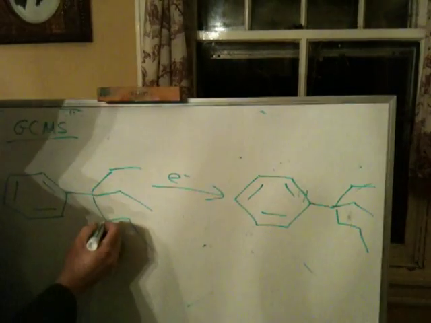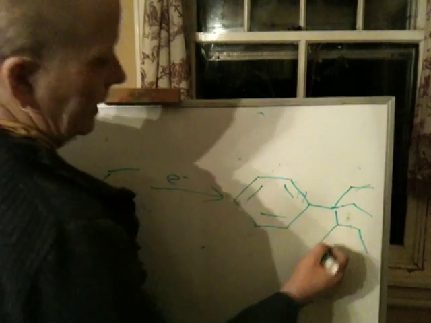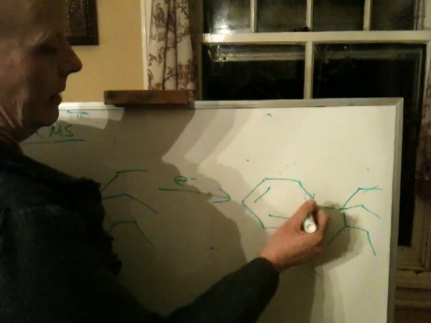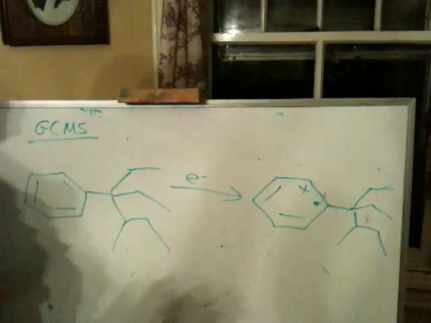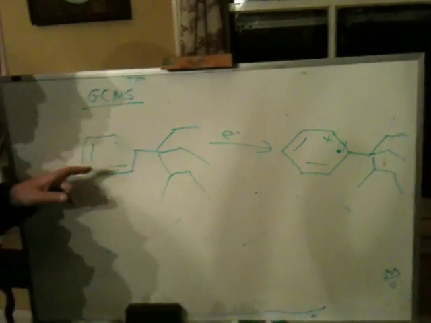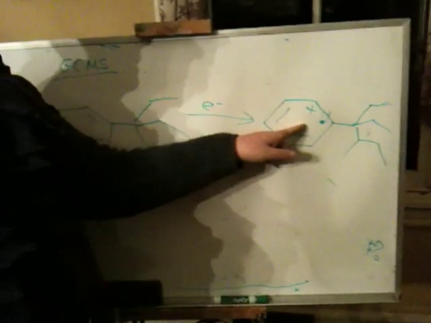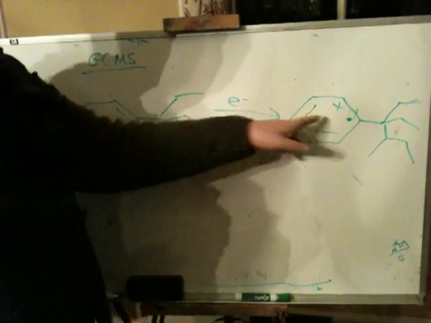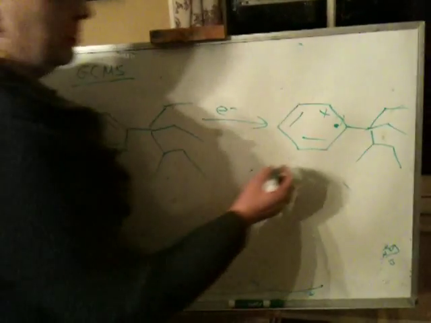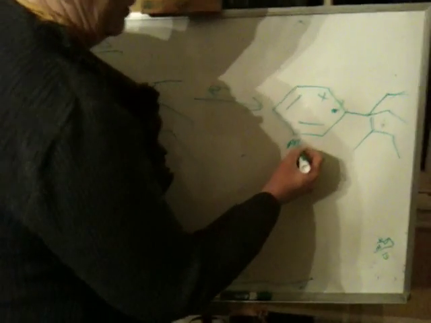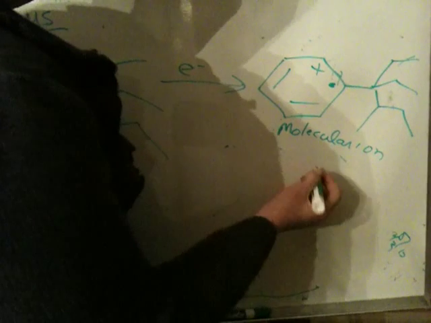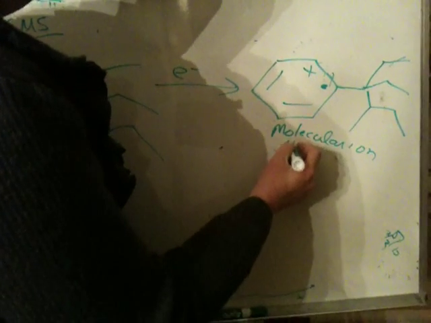This would, in all likelihood, form some sort of radical cation. That's not the only thing you can do, but that's probably pretty likely. And as we said in class, most likely event is the ejection of a pi electron, okay, to make this kind of species, which is called a radical cation. This type of species is responsible for what we would call the molecular ion, which represents the molecular weight of the compound.